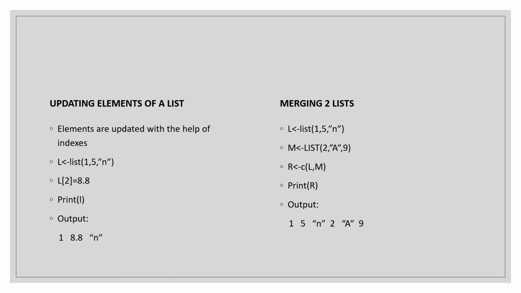First we have declared L, so the elements of L are displayed first, that is 1, 5, N, followed by the elements of M, that are 2, A and 9.